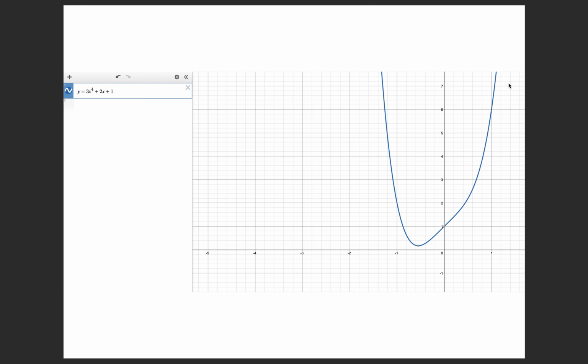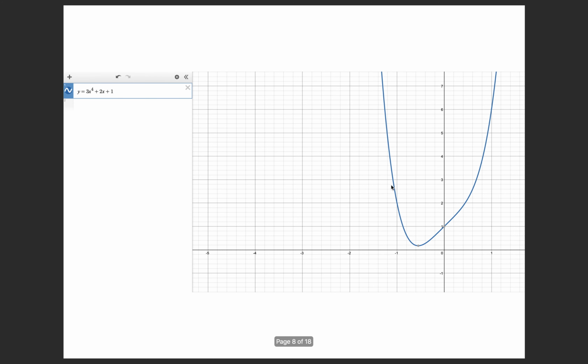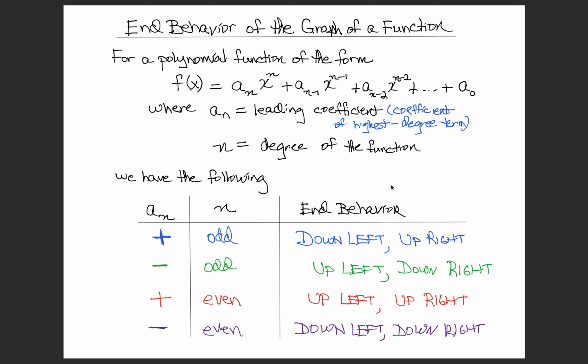Now, another function: f of x equals negative 4x to the fifth plus 7x squared minus 5. The leading coefficient is negative 4, and that is a negative value, and the power of the expression, defined by the highest degree, is 5. So you have a negative leading coefficient and the degree is odd. For the end behavior, just to repeat, with a negative leading coefficient and an odd power, you have up to the left and down to the right.